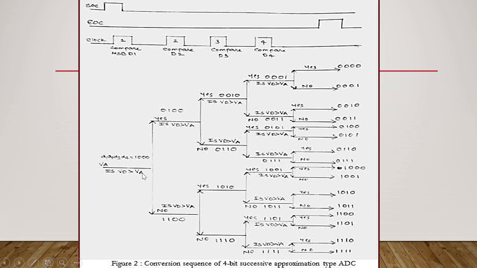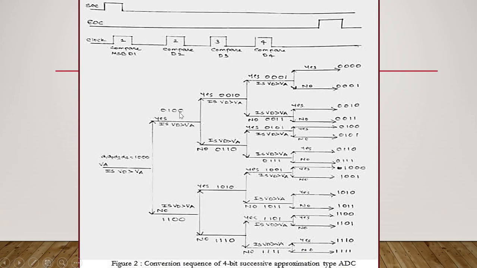If VD is greater than VA, that is, the analog output of the DAC is greater than the actual analog input VA, then it is going to clear, because the output of the comparator is low, it is going to clear the MSB bit. Otherwise, it is going to retain the same state. Okay, so 1 is retained as it is.